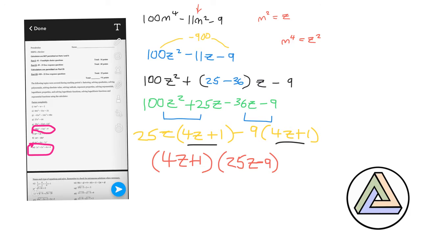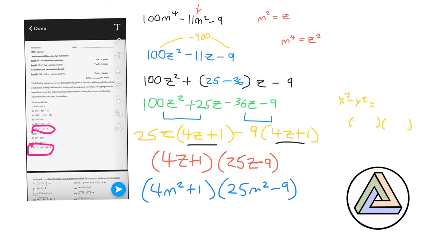However, we are not done yet because m squared equals z and m to the 4th equals z squared. That means anytime we see a z, we need to replace it with an m squared. So we're going to do that right now. What we have is 4m squared plus 1, and we have 25m squared minus 9. Now, this is a difference between 2 squares. If you have x squared minus y squared, that really factors into x minus y times x plus y. In other words, if you have a perfect square subtracting another perfect square, you could factor it thusly.